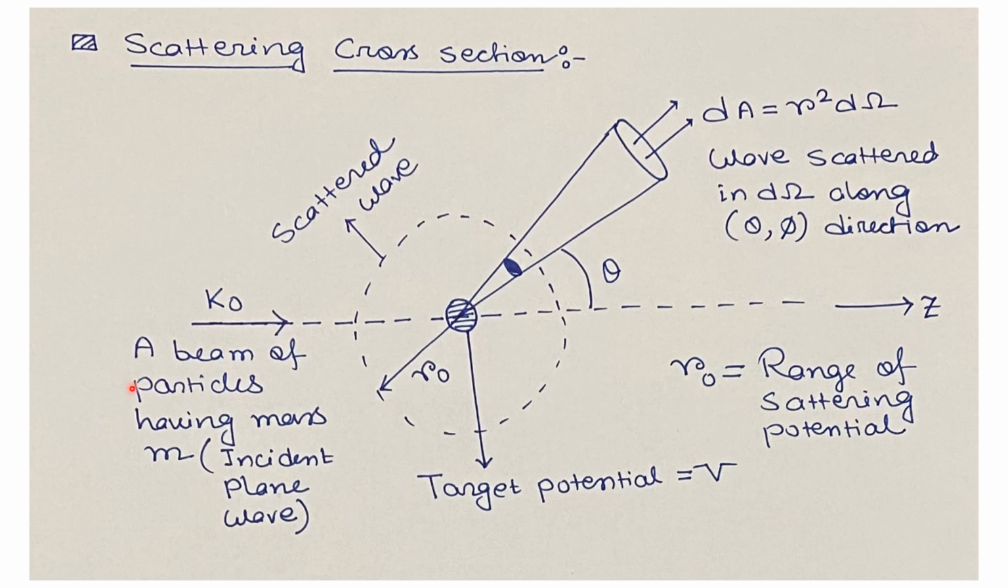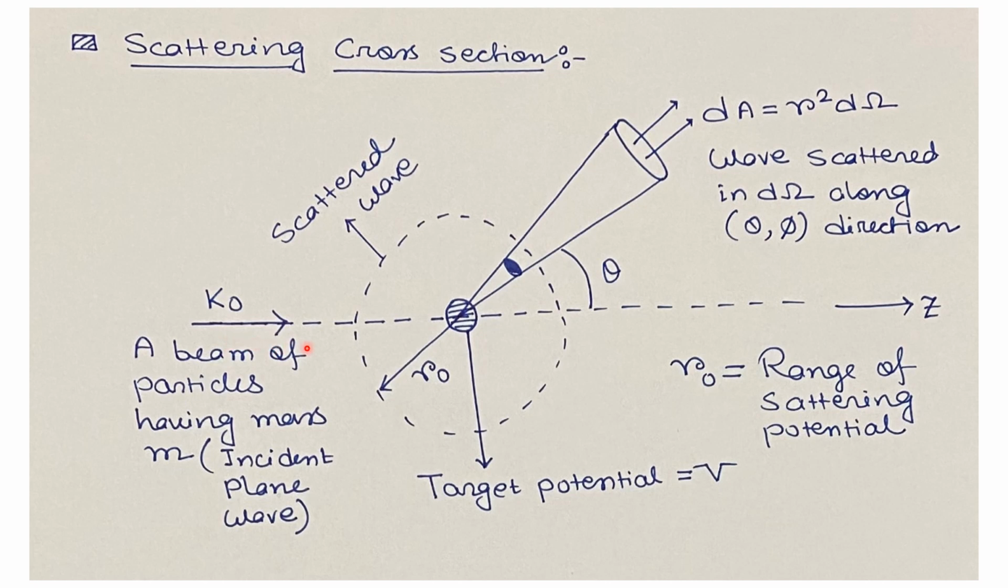Let us consider a beam of particles, each of mass small m. They are traveling along the z-axis with some velocity v. Now we will be considering the incident particles as free particles. So the particle wave will be an incident plane wave, and the plane wave will have a wave vector k naught.